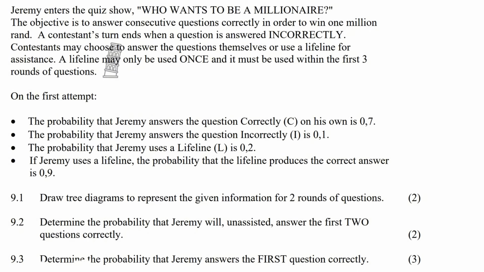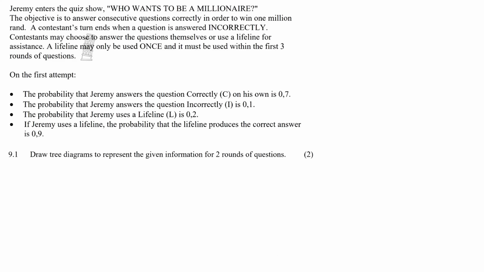So here are all the questions that we will be doing in this question, but I will be breaking number 9.1, 2, and 3 onto separate pages. So let's begin. Jeremy enters the quiz show Who Wants to Be a Millionaire? The objective is to answer consecutive questions correctly in order to win 1 million rand. A contestant's turn ends when a question is answered incorrectly. Contestants may choose to answer the question themselves or use a lifeline. A lifeline may only be used once, and it must be used within the first 3 rounds of questions.